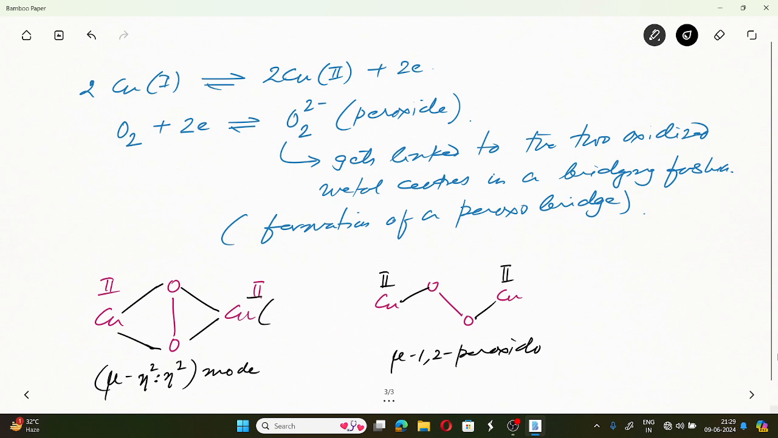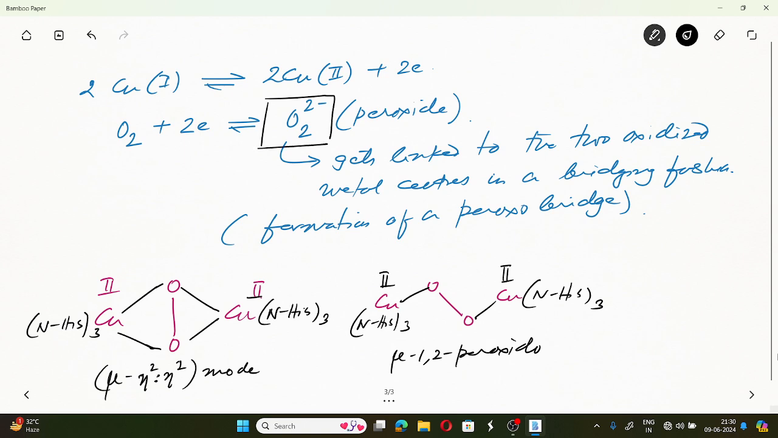So here we can put N histidine, there are three N histidine, and here also N histidine. There are three such N histidine. This is N histidine thrice. So there are two possible modes of linkages, and this peroxide linkage has been verified by, first of all, so we go to the next page.